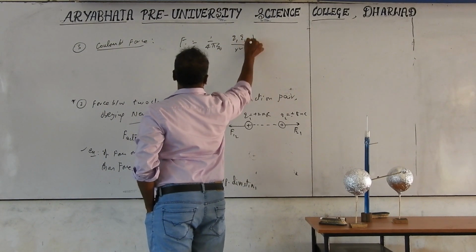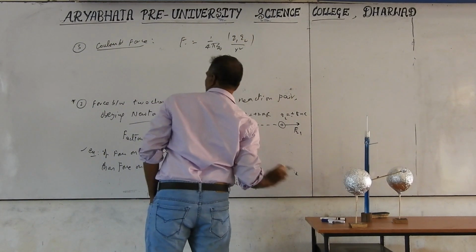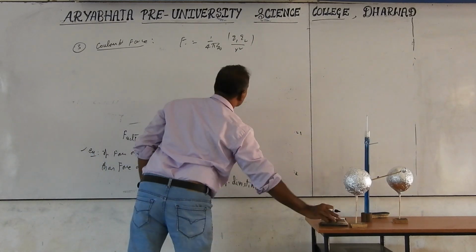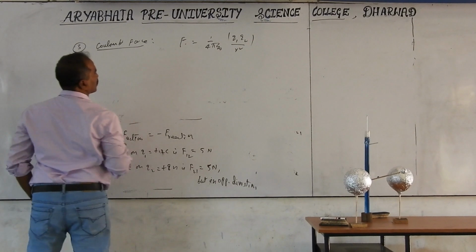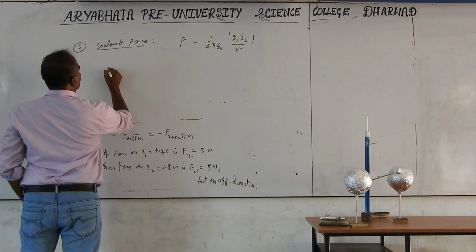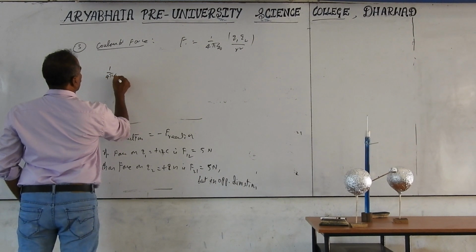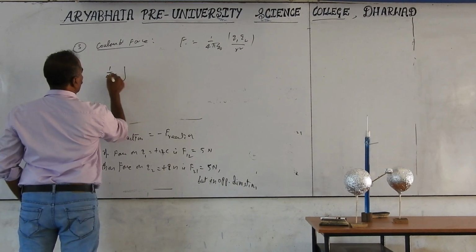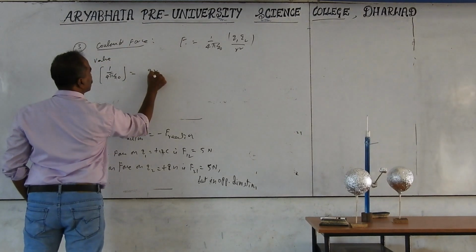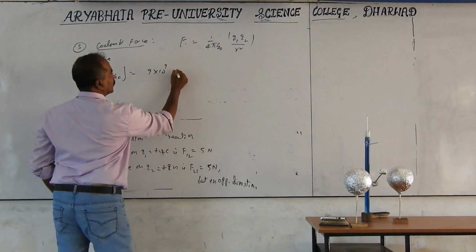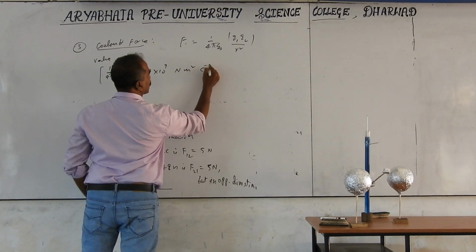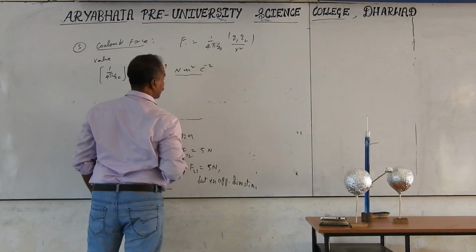Q1 Q2 by R square. The proportionality constant, its units and dimension formula we will take: 1 by 4 pi epsilon naught. Its value is 9 into 10 to the power of 9 newton meter square per coulomb square. These units we need to know.